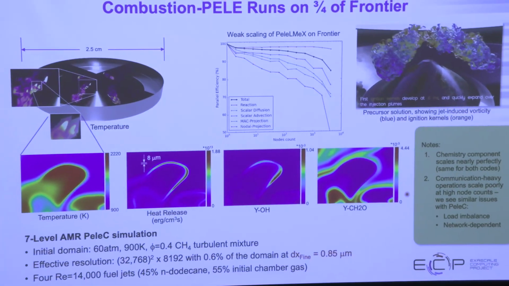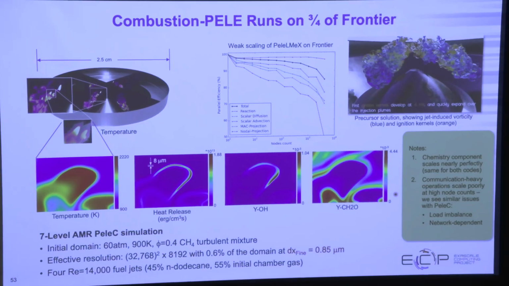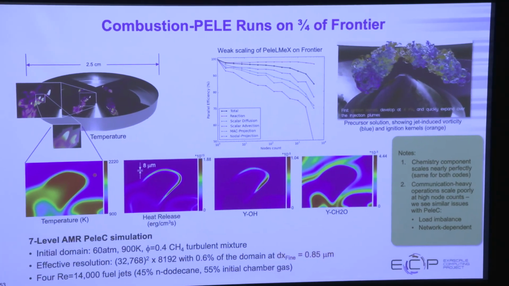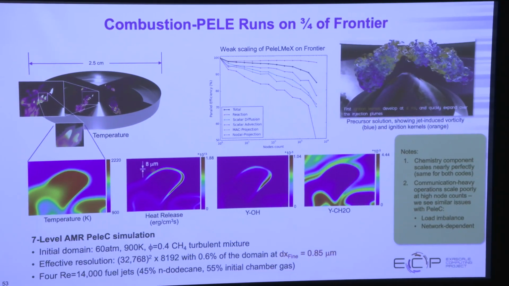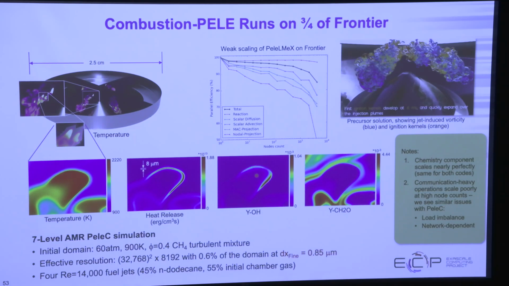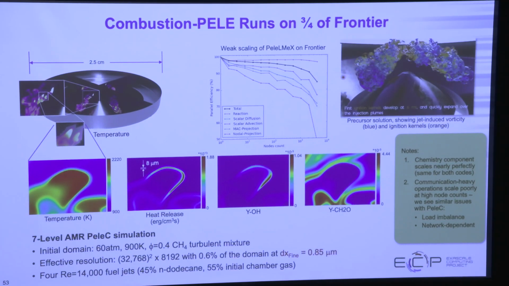We're able to look at very fine details with AMR at high pressure. So you can see in this picture the temperature, heat release rate, hydroxyl radical, and formaldehyde intermediate species resolved down to 8 microns in resolution when we're looking at a piston cylinder that's 2.5 centimeters across. So that's a lot of scales being resolved using this block-structured AMR code.